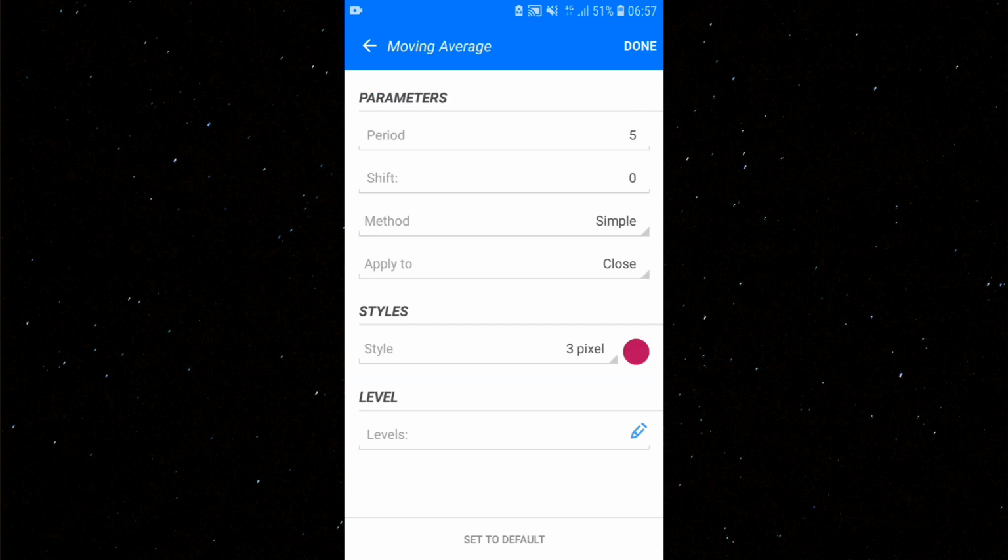We go to the second moving average on the indicator window number 2. Okay, as you can see, it has a period of 5, shift 0, method simple, apply to close, style 3 pixel and the color is maroon. I think it's maroon.